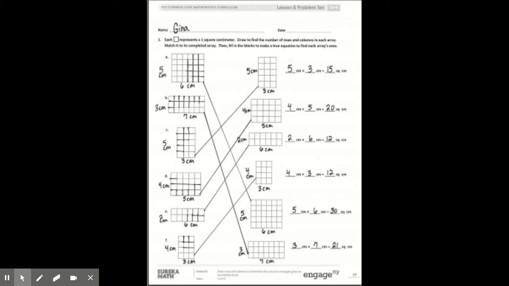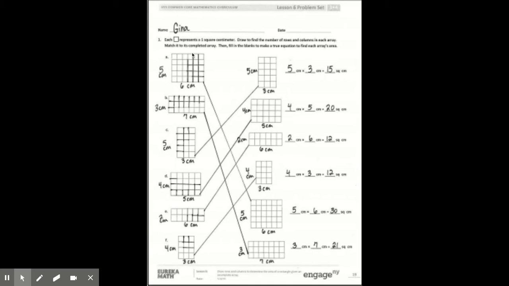So I'm going to go on and say each of the blocks represent 1 square centimeter. So we know that our units are going to be centimeters. So if we look at A, and they have gone on and drawn in the rest of the missing square centimeters, and they have found that one side is 5 centimeters long, and the other side is 6 centimeters long.